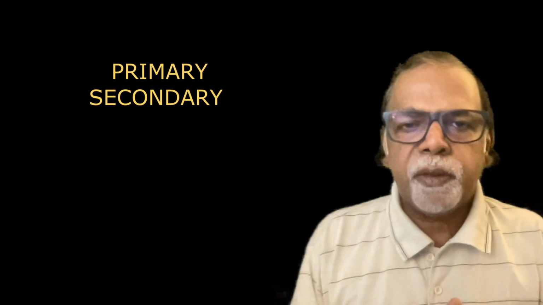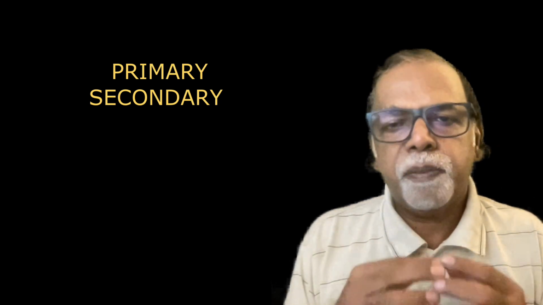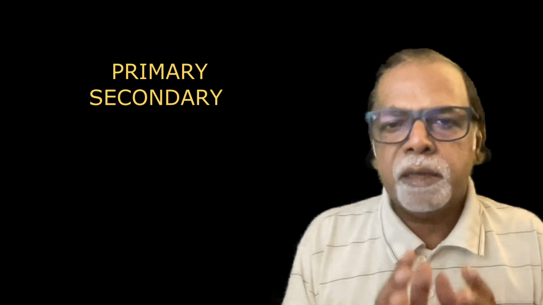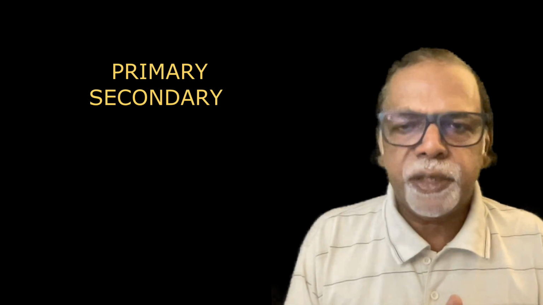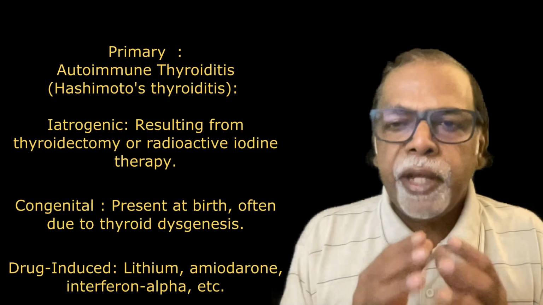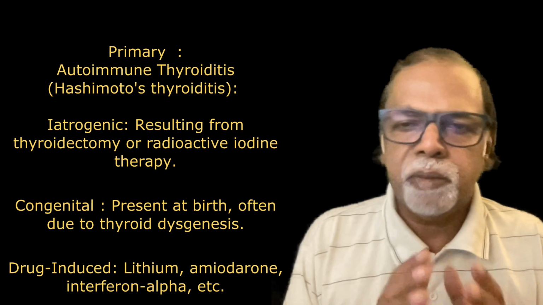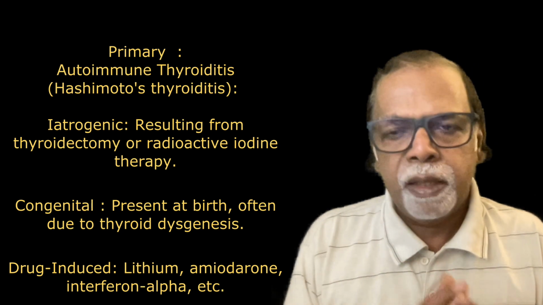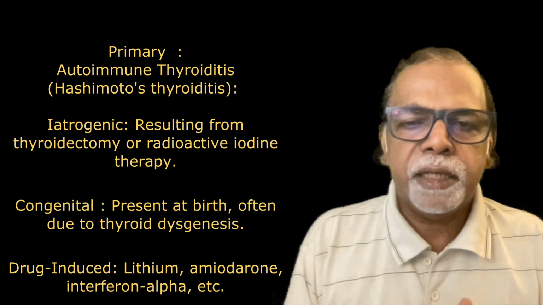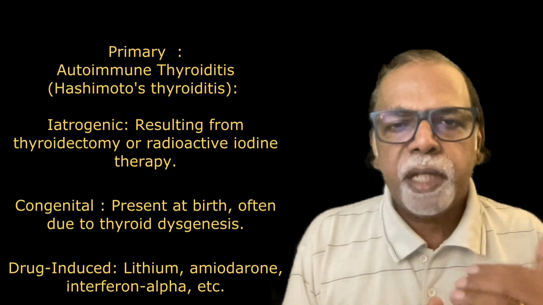So what are the causes of primary hypothyroidism? One, autoimmune thyroiditis. Antibodies are produced against the thyroid gland, for example Hashimoto's thyroiditis, which is the most common. Second is iatrogenic. This can occur from thyroidectomy or radioactive iodine therapy. Then there is congenital hypothyroidism, present from birth due to thyroid dysgenesis. And drug-induced: many drugs like lithium, amiodarone, and interferon-alpha can produce it. So these are the primary hypothyroidism causes.